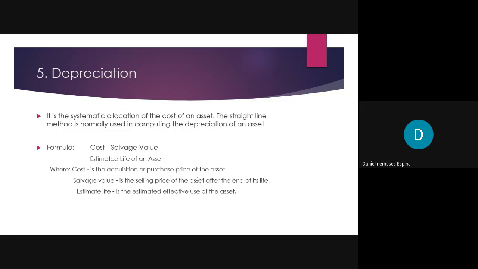Then the fifth adjusting entry is the depreciation. Again, the reason why we are adjusting is because of the matching principle. Suppose the school building is built. Of course, the building is an important asset in every school, diba?